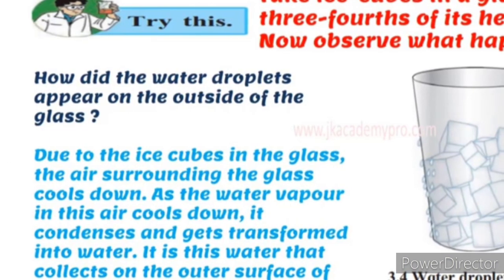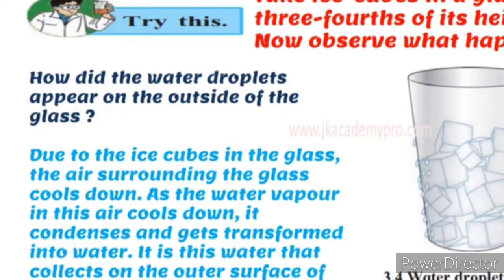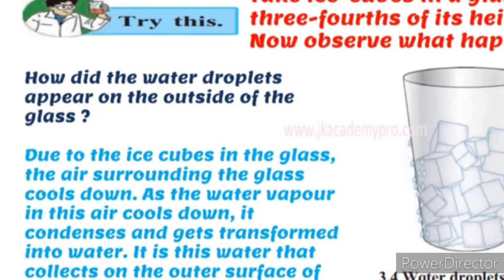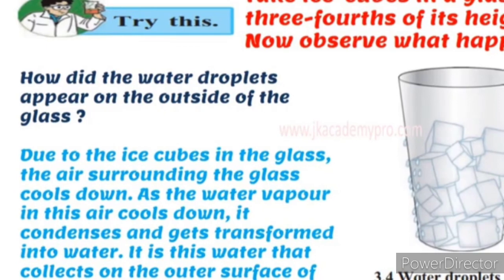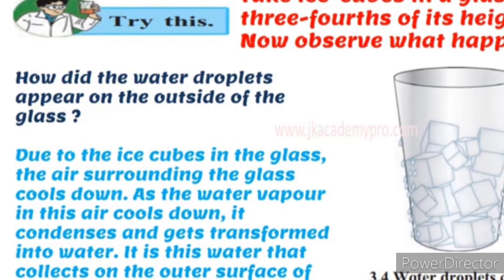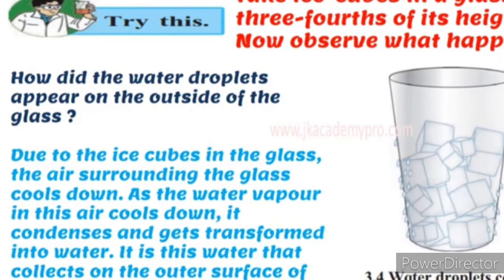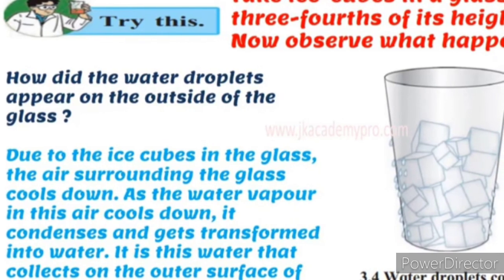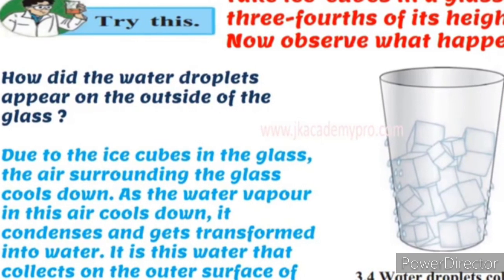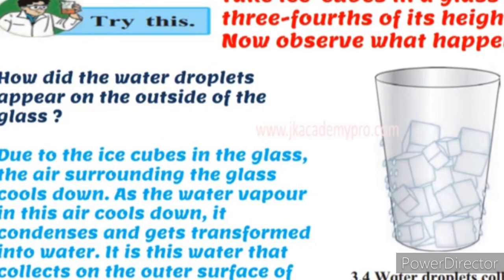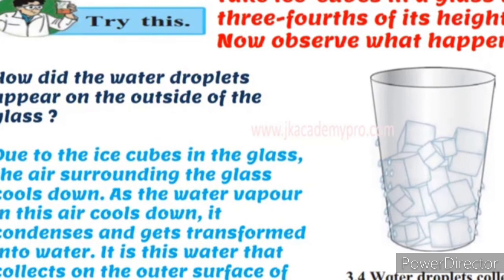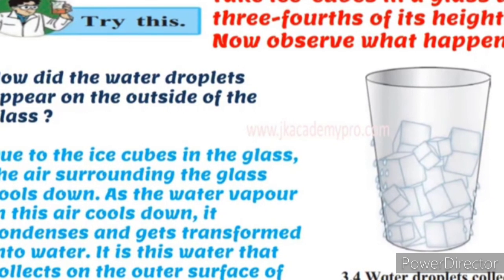Now again, one experiment to see the atmospheric pressure, how it is there. Now see, take ice cubes in a glass up to 3/4 of its height. Now observe what happens. How did the water droplets appear on the outside of the glass? Now we have to find out this answer. Now see here how it happens.